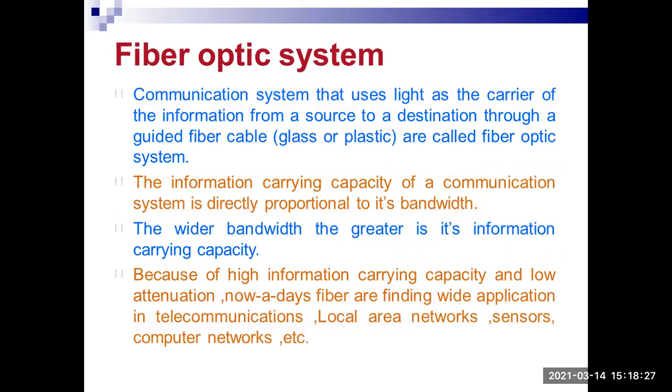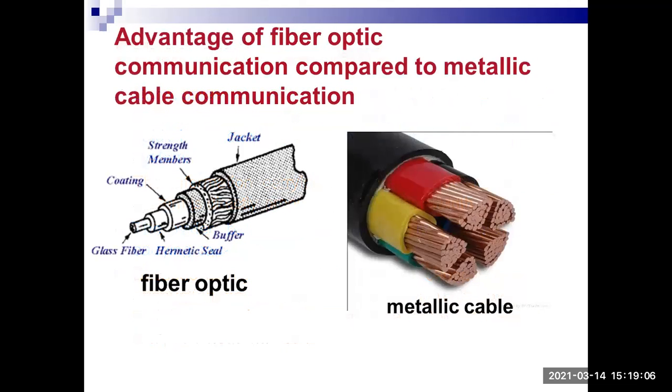This information is enough for us to know what a fiber optic system is. The communication system that uses light as the carrier of information from a particular source, through a glass or plastic fiber cable, is known as a fiber optic system. The information-carrying capacity of a communication system is proportional to the bandwidth. So we need to understand what bandwidth is, and we'll discuss this in much detail.